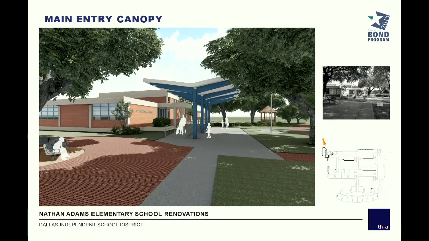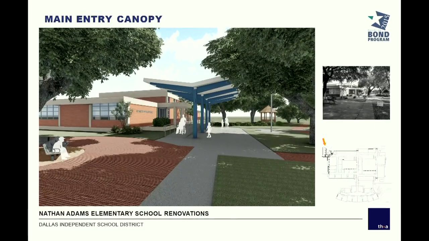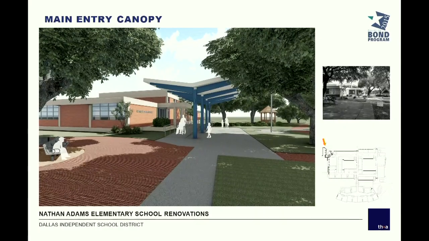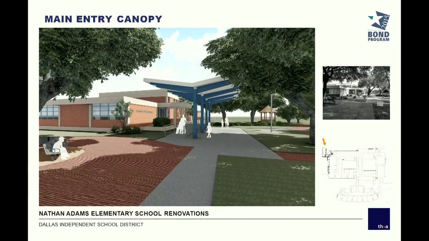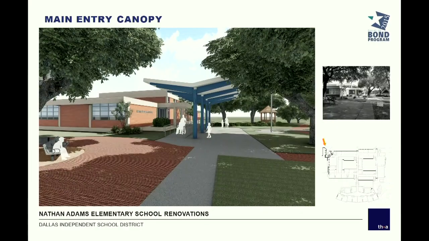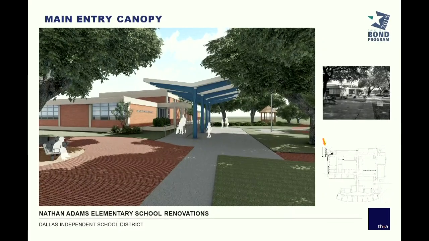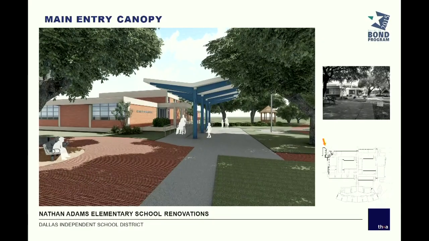Show the new proposed canopy. The canopy design took cues from the surrounding existing buildings, but it also took cues from the existing trees on site, kind of that repetitive shape leading up to the main entry. You can see the trunk and the branches that branch out from that.